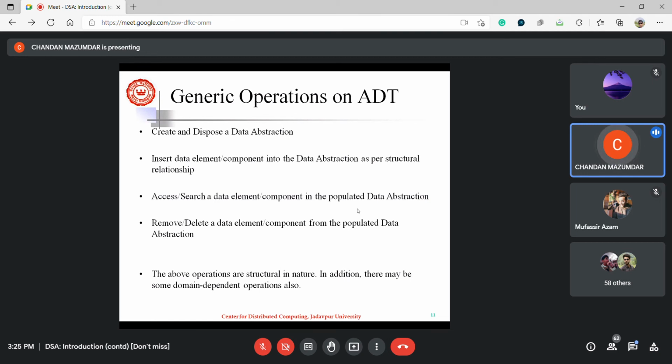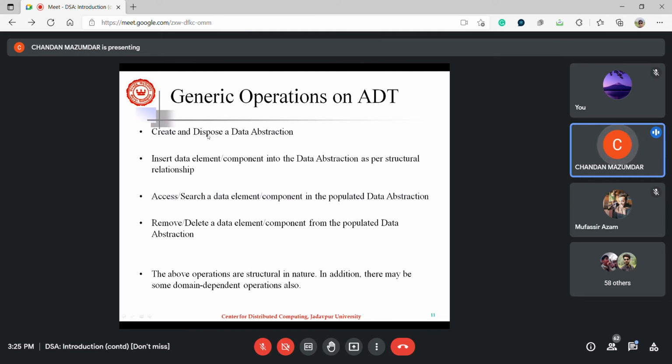In addition to all these things, there may be some domain-dependent operations also. We will come back to these with different examples later on, not this class, in other classes. But for the time being, we have these first 4 bullets which are important.